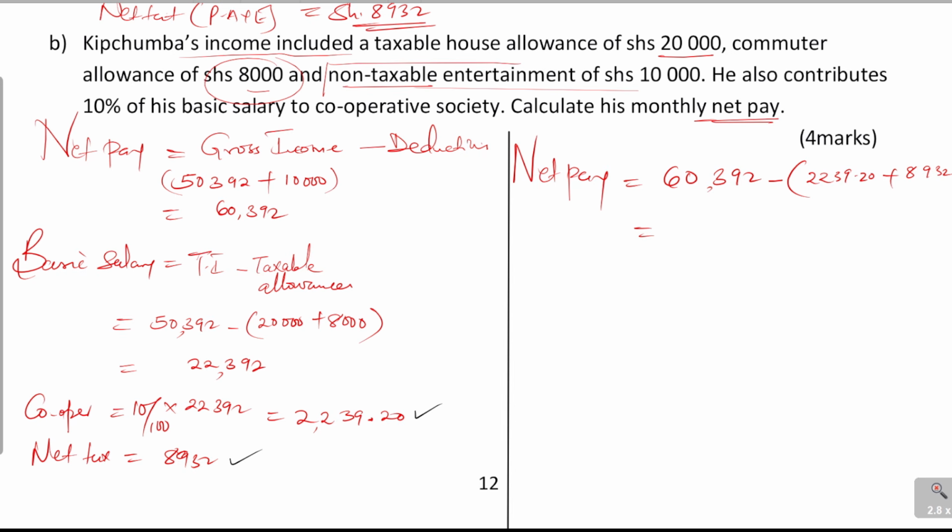So we subtract that. So we have 63.92, 392, then subtract 22.39.20 plus 89.32. So this gives 49,220 and 80 cents as the net pay. And that is how you're supposed to solve that question.